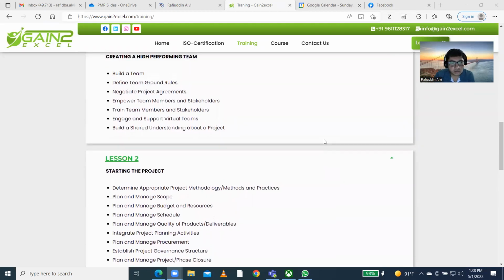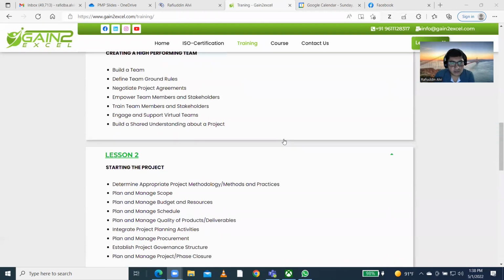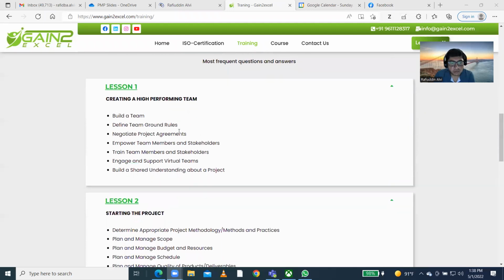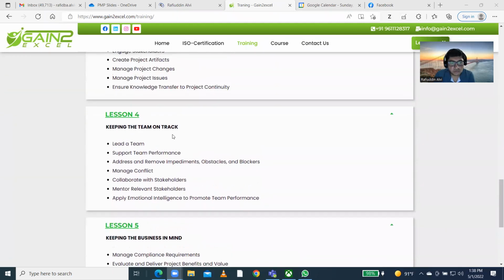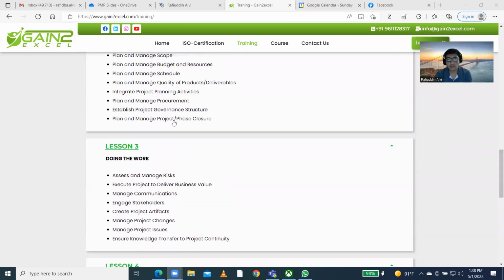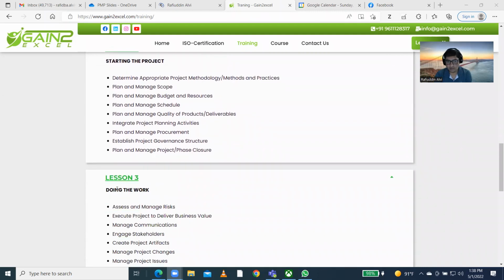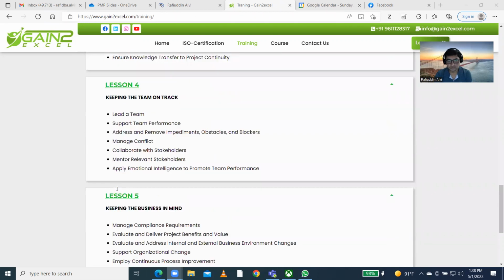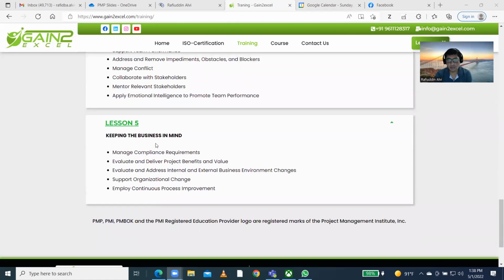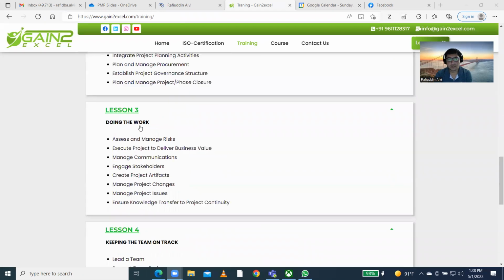There are 5 lessons: creating a high performance team and keeping the team on track. This is under people management, the people domain. Starting the project and doing the work are under the process domain. And keeping the business in mind comes under business environment. So these are the 3 domains we have. This link I already shared with you.